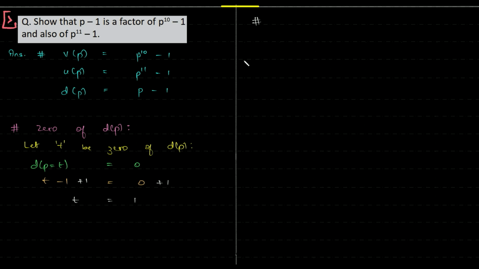Agree? Okay. So t is equal to 1. Next thing, we found the 0 of the divisor. All we have to do is substitute in place of p. So v of 1 is 1 to the power of 10 minus 1, so this is equal to 0. Right? 1 to the power of anything is 1 itself. So 1 minus 1 is 0. And next we have u of p being equated to 1, so 1 to the power of 11 minus 1. So this too is 0.